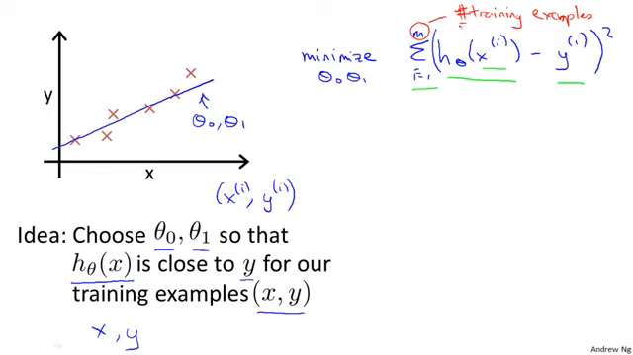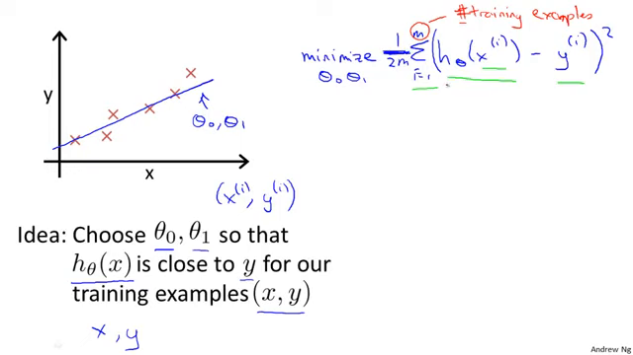And to make some of our later math a little bit easier, I'm going to look at 1 over m times that. So we're going to try to minimize my average error, which is going to minimize 1 over 2m. Putting the constant 1/2 in front just makes some of the math a little bit easier. So minimizing 1/2 of something should give you the same values for the parameters theta 0 and theta 1 as minimizing that function.